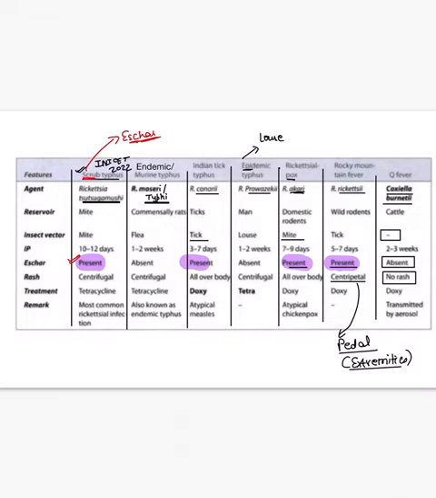So now if you think about the treatment, guys, all the ones that belong to the typhus group, what were the three typhus group diseases? Epidemic, endemic, and scrub typhus. What is the treatment? That is tetracycline. And for the spotted fever group, it's doxycycline. I think this makes it so easy. I think you won't be confused now.